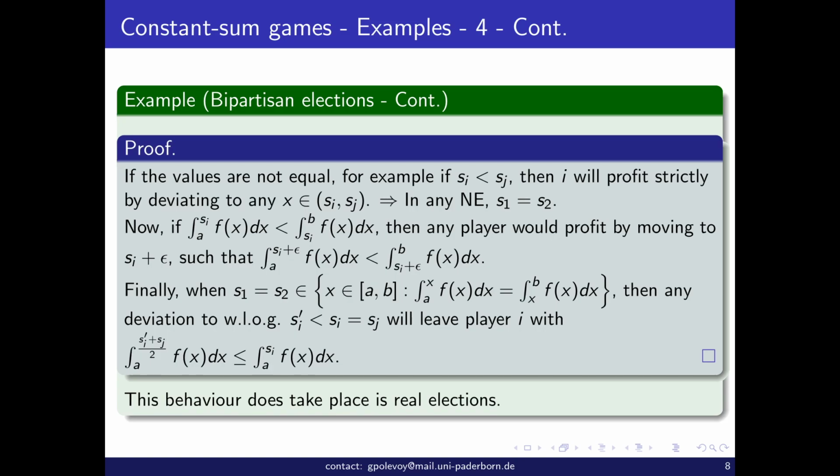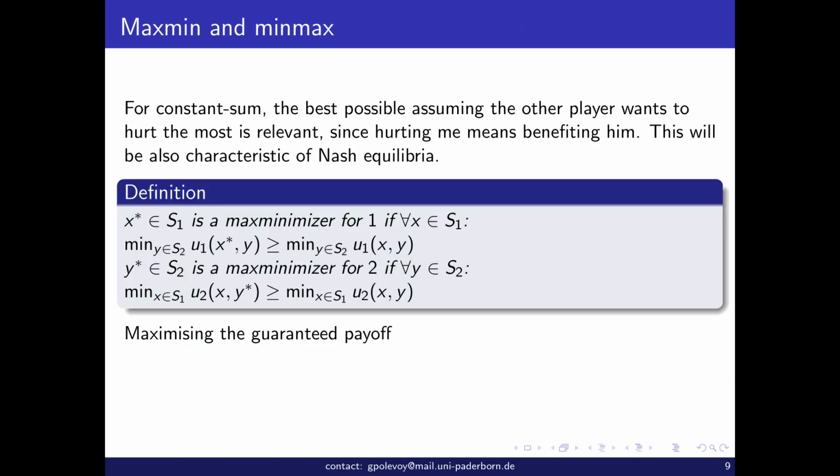Okay, having shown some examples of zero-sum games, let us get the nice properties of those games. So first we need to define the maxmin and minmax. And the definition is simple. We just need to think, what does it mean? It means the best possible that I can do, assuming that the other player wants to hurt me as much as possible, that's the maxmin. I maximize, given that the other player minimizes. It's relevant because hurting me is benefiting him. That's a constant sum. Now it basically shows what is the maximum payoff I can guarantee, even if the other player wants to hurt me as much as possible. And this will also help us characterize, as we will see, Nash equilibrium.